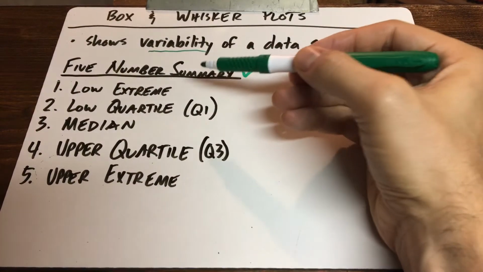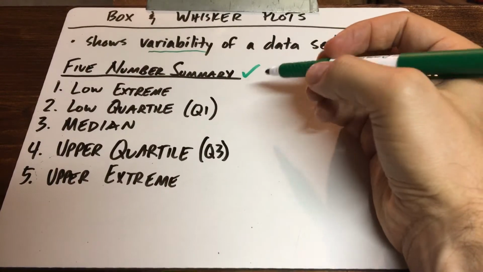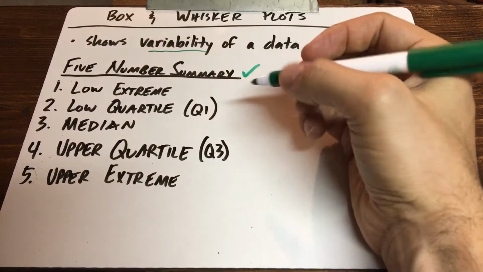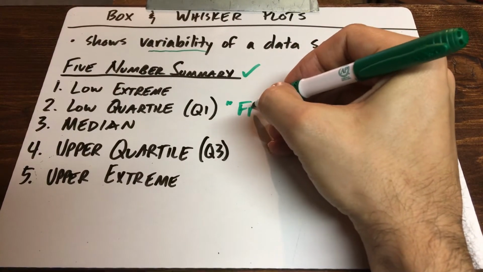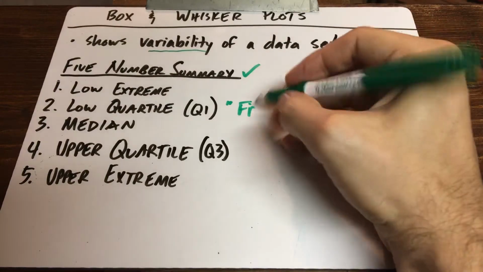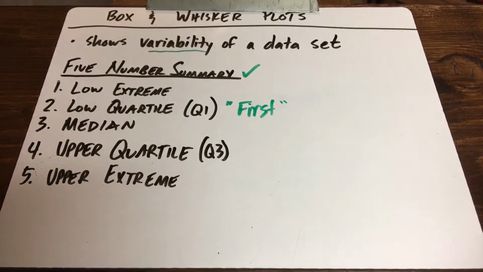You've got the low extreme. That's the lowest number in the list. That one's going to be easy to find. You've got the lower quartile. Some people call it Q1. Our book might also call it the first quartile. The first quartile or Q1, or our old book called it the low quartile.